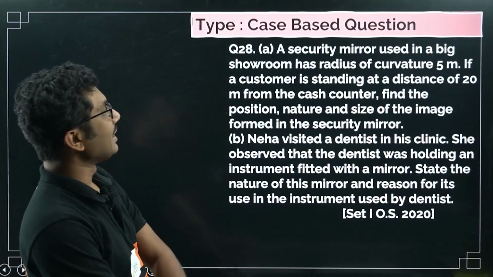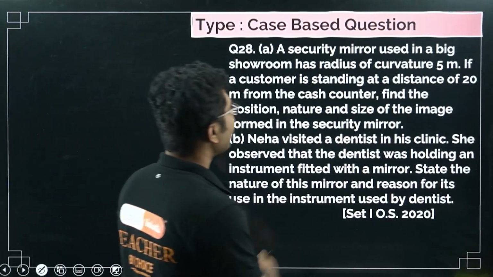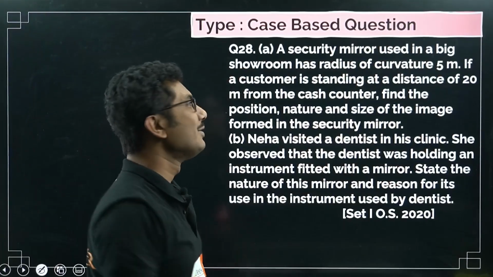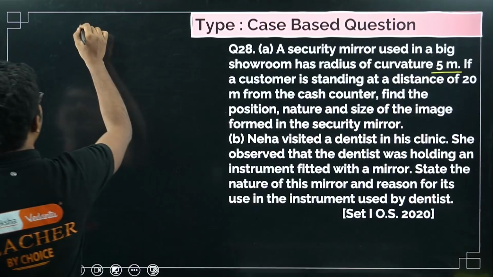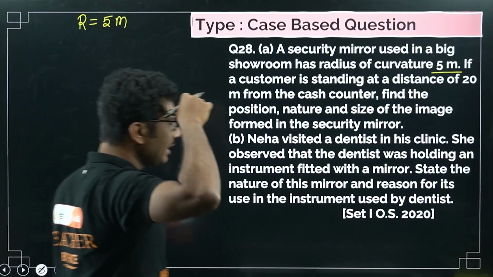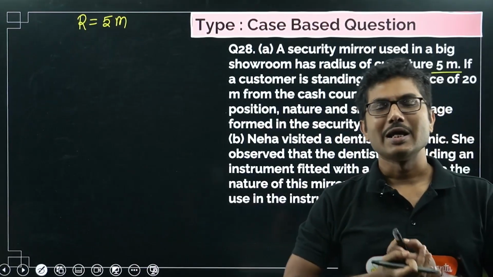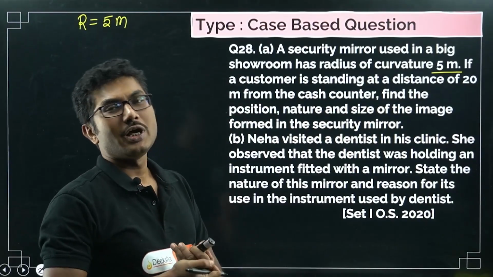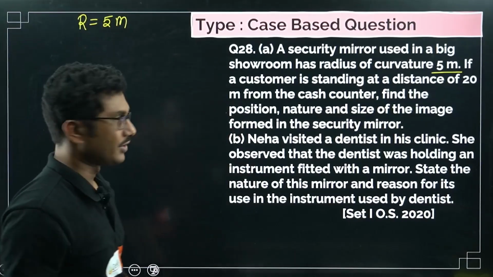A security mirror used in a big showroom has a radius of curvature 5 meter. So basically they have given you some case: a security mirror in a huge showroom, radius of curvature is 5 meter. Now what type of mirror do we use in security rooms? That is the perspective of this question. If you know that, you can answer this easily. In a security mirror we use a convex mirror, so radius of curvature will be positive.